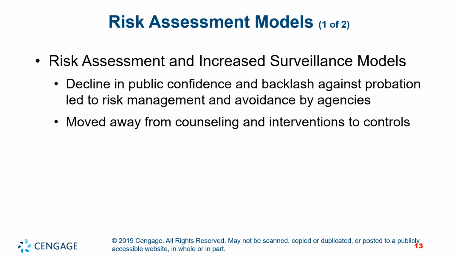Now there are risk assessment models that come with probation. As far as risk assessment and increased surveillance models, there's a decline in public confidence and backlash against probation, which has led to risk management and avoidance by agencies. And these agencies have also moved away from counseling and interventions to controls. There's an overall changing role of probation, where risk management and increased surveillance models have moved away from counseling and interventions to controls, and have instead focused more on regulating and controlling offenders than on providing treatment or services for them.